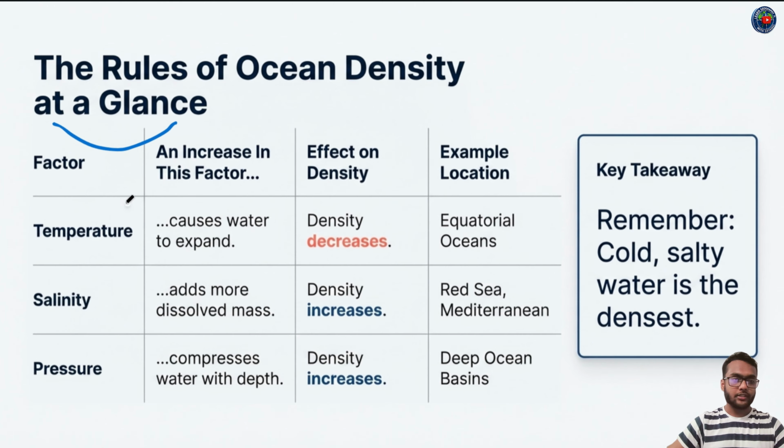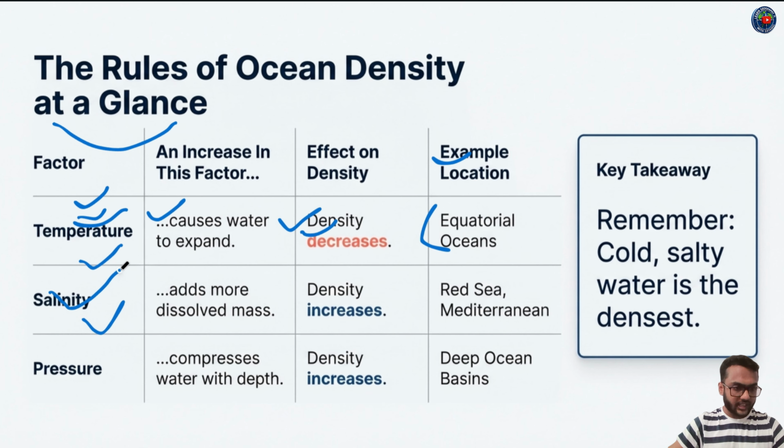Now, this is a comparison table: temperature, salinity, and pressure. An increase in temperature causes water to expand, and the effect on density is a decrease. Example location, equatorial oceans. If temperature is high, it causes water to expand and density will decrease. If salinity is high, it adds more dissolved mass and density will increase.